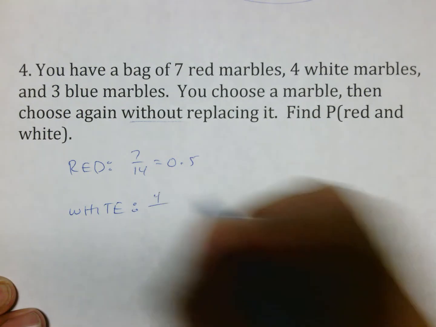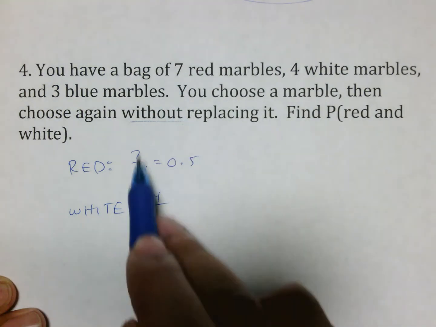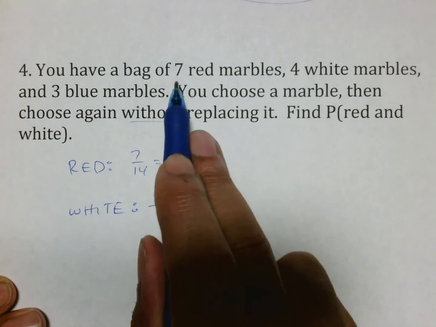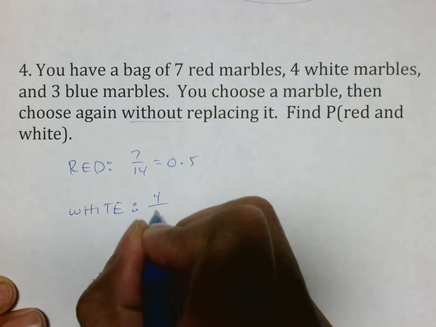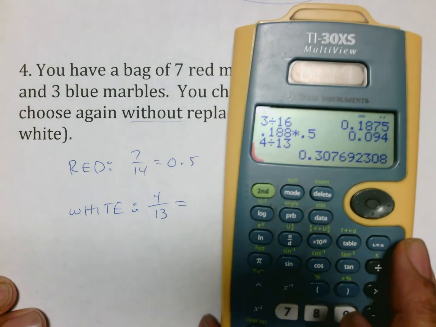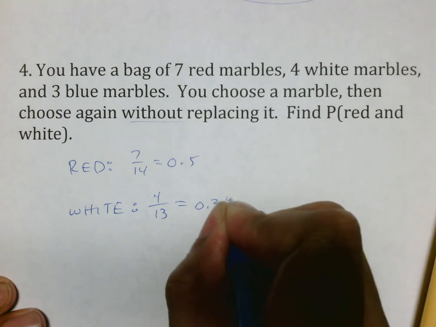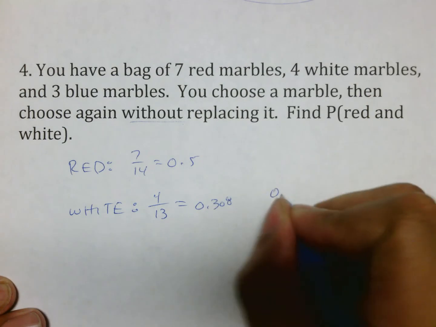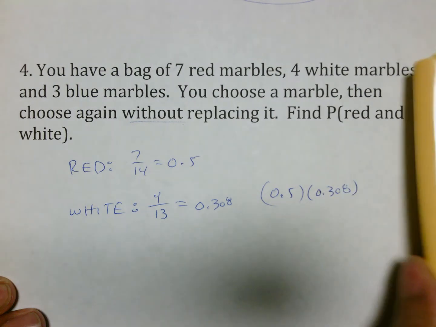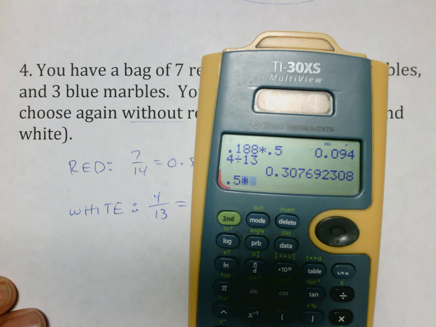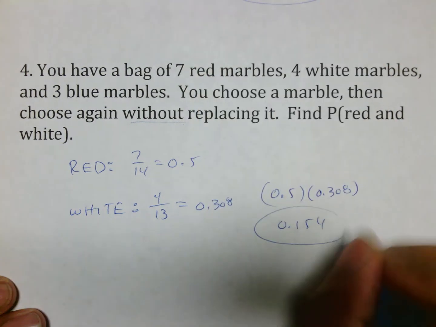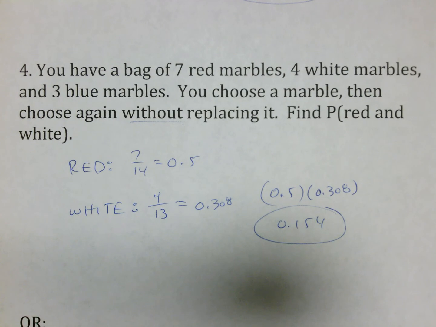There are 4 white marbles, but again, if you did not replace it, it would no longer be 14 marbles in the bag, because as soon as you select a red marble, you now have 6 plus 4 plus 3, which is 13. Again, that's where you have to be careful. That gives me 0.308. And again, because I want both of those to be true, I simply multiply them together. So 0.5 times 0.308 is 0.154. Alright, so that represents the AND parts.